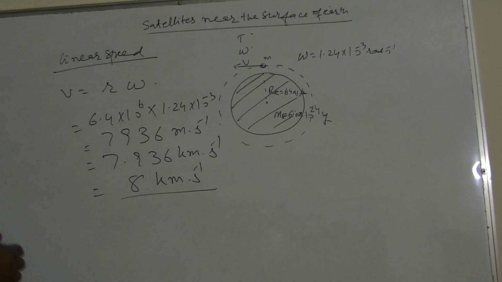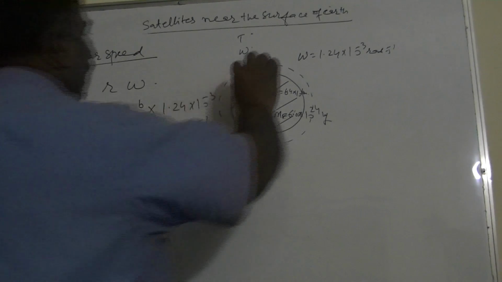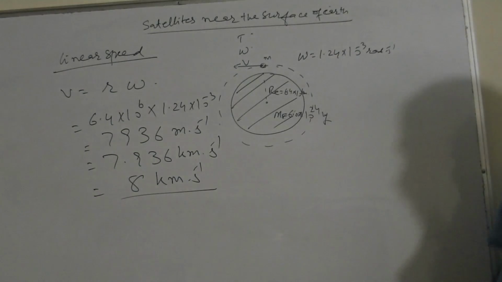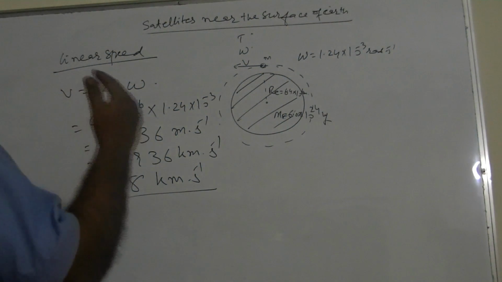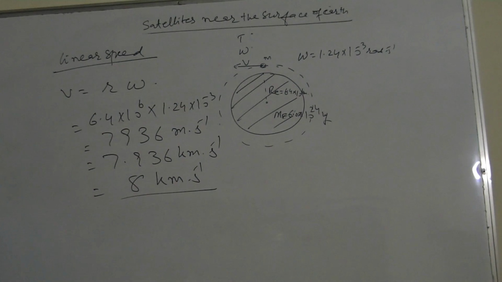It's a very, very huge speed. It means the satellites which are near the surface of the Earth move around 8 kilometers in every second. So that's a very huge speed. That's why they cover the entire Earth in 1 hour 30 minutes, or 80 to 90 minutes almost. Although I have taken here the height of the satellite as 0, it's not that the height of the satellite is 0. I have taken the orbital radius almost equal to the radius of the Earth. These are satellites which are near the surface of the Earth.